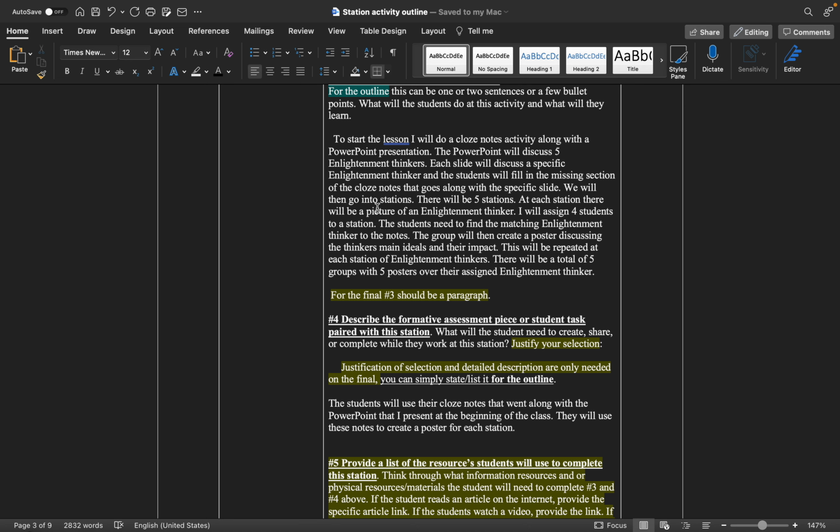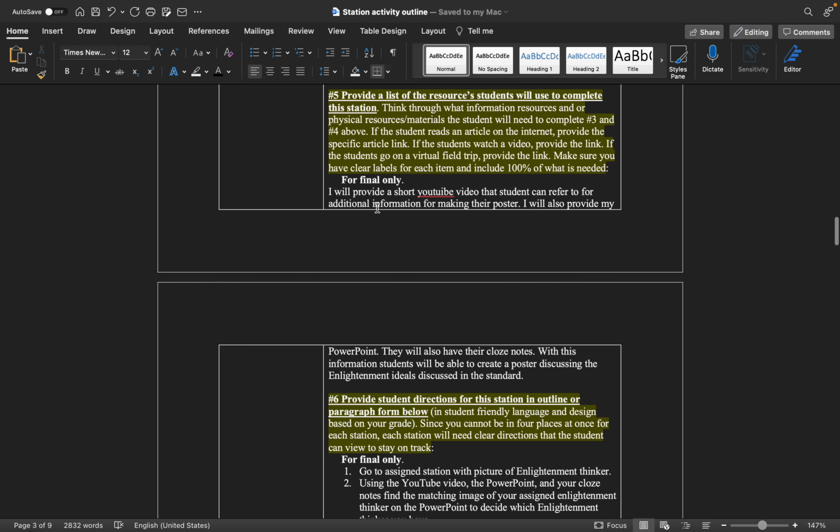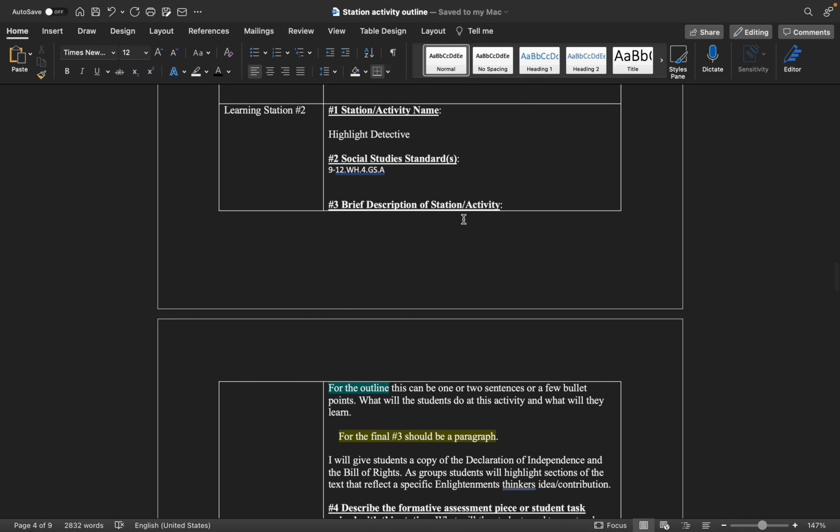So for the activity, students will be put into groups, and at each station, there will be a different picture of an Enlightenment thinker. Using their closed notes and the PowerPoint, they have to figure out who the Enlightenment thinker is, and then they're going to create a poster as a group explaining who the Enlightenment thinker is and their ideas and contributions.